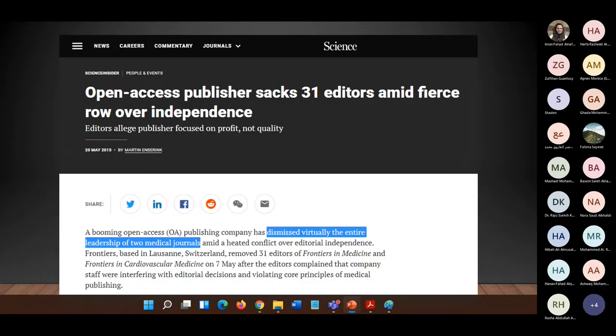So for these examples, the slides will be available on ResearchGate if you want to look up these references to read more. As you can see here, this is also a news article from Science: Open Access Publisher Sacks 31 Editors at Once Over Independence. These editors wanted to ask the administrators at Frontiers not to interfere in their decision to accept or reject, because there is constant interference on the side of accepting.